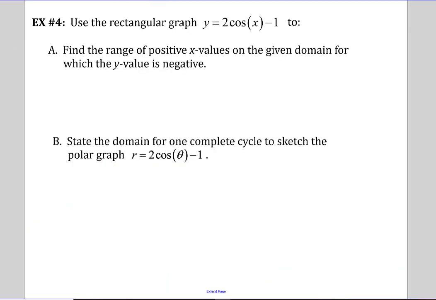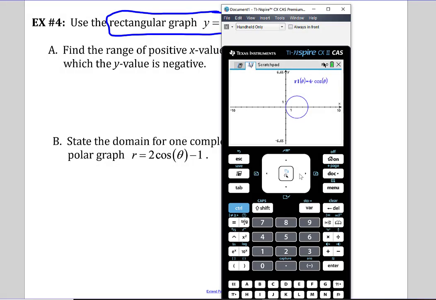Now here's one that we can work several steps. Let's use the rectangular graph of 2 cosine x minus 1, and we're going to find the range of the positive x values on the domain for which the y value is negative. So this is telling me to just graph, I'm calling it an auxiliary graph, the rectangular graph of 2 cosine x minus 1. So let's do that with our calculator.